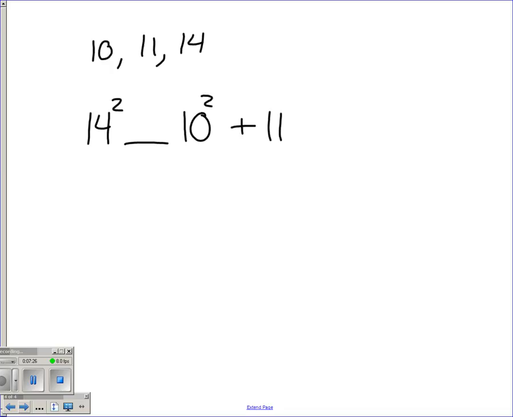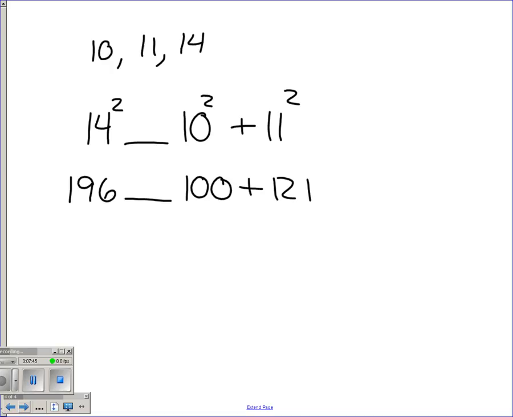This has side lengths of 10, 11, and 14. Again, small, medium, large. So I'm going to take the largest side on the left, and it always goes on the left by itself. How does that compare with the 10 squared and the 11 squared? Well, 14 squared, this is not in our multiplication tables, but it's not too far beyond. This is 196. Now the 10 squared and 11 squared, these are from our multiplication tables. So these should be very quick to write down.